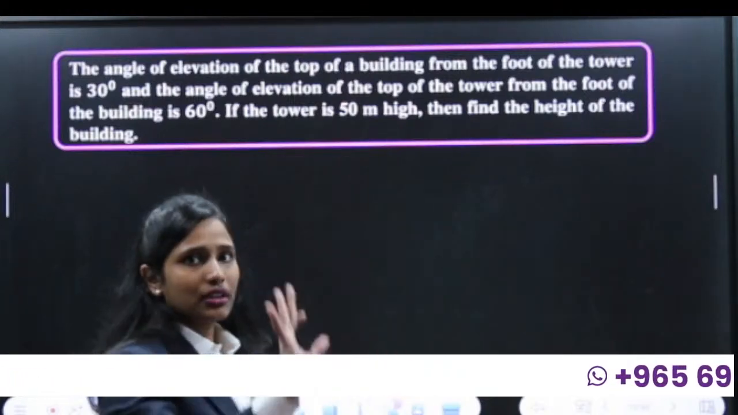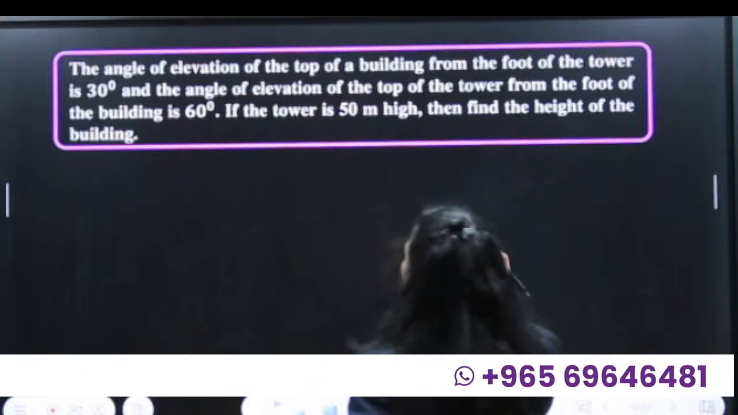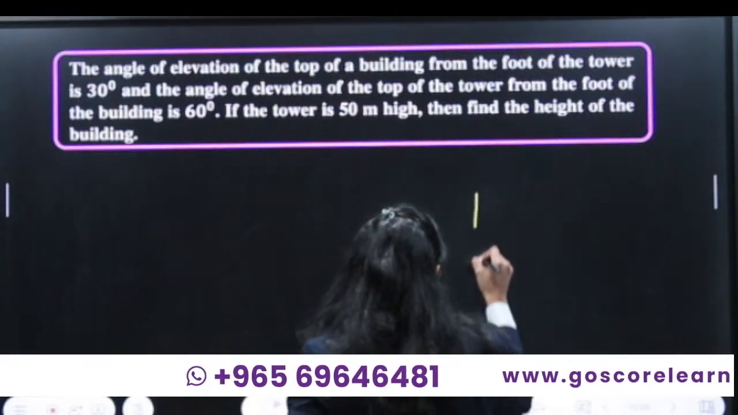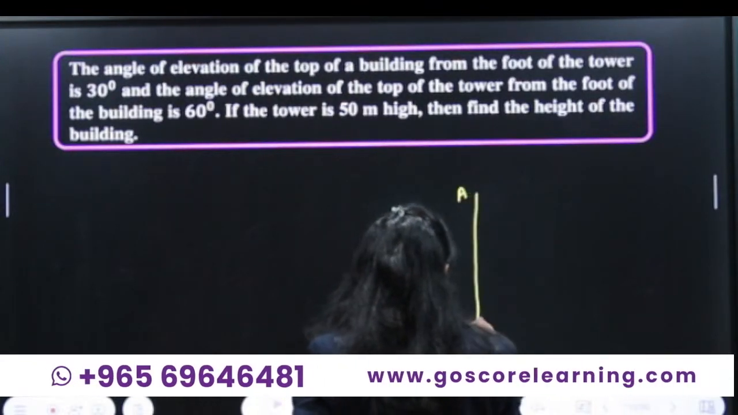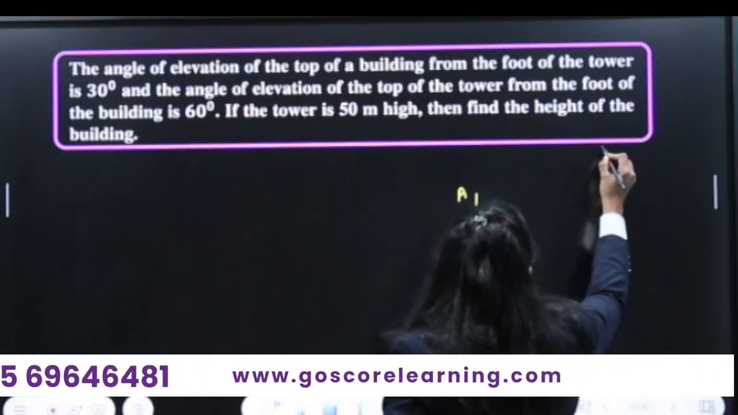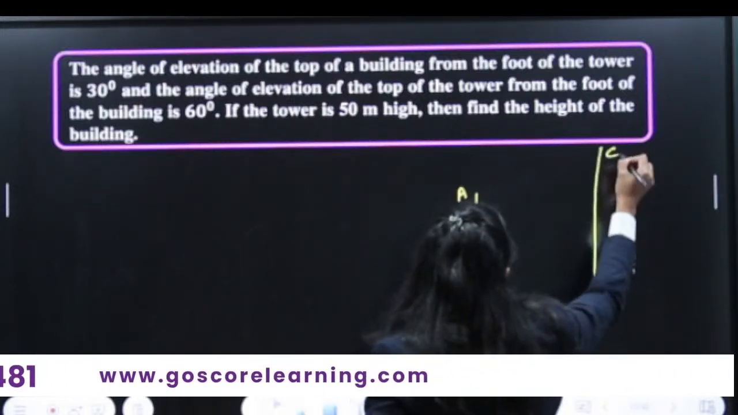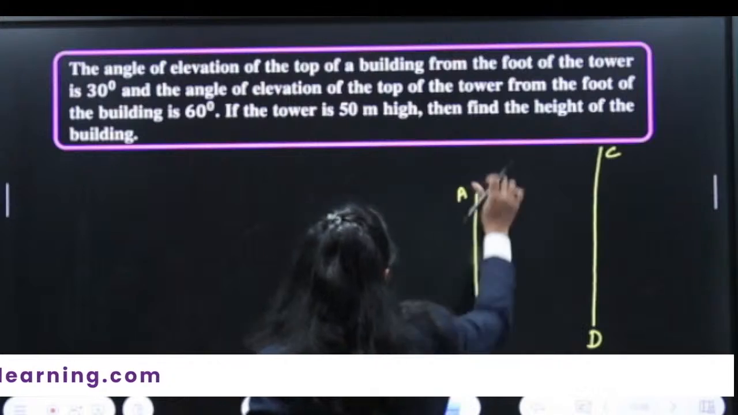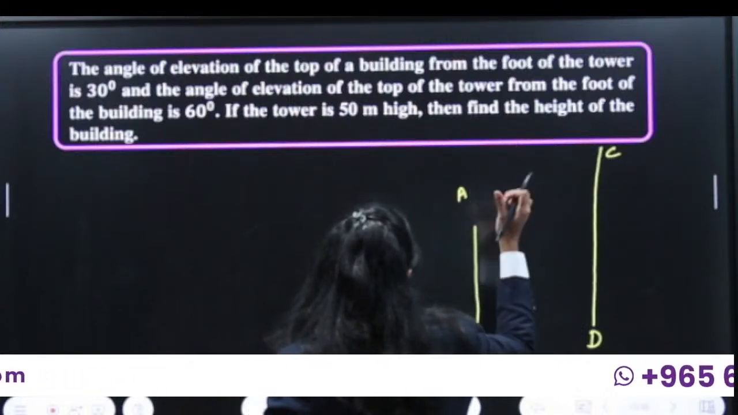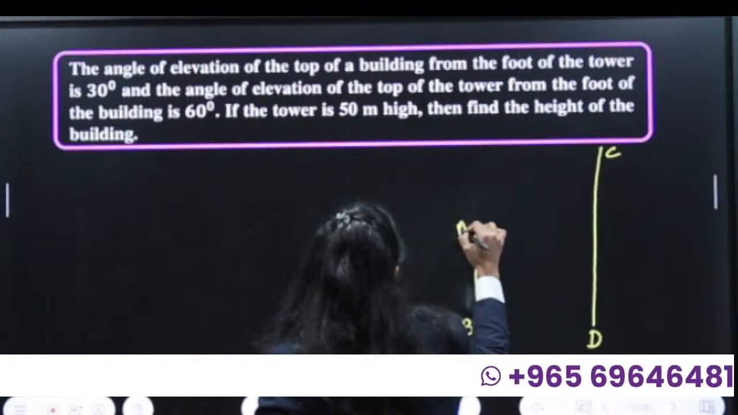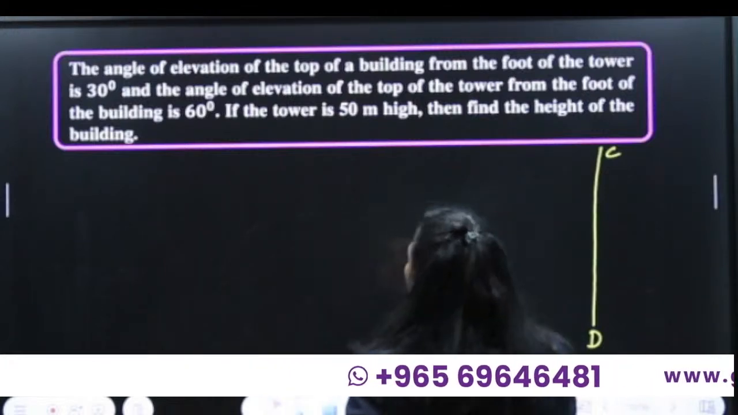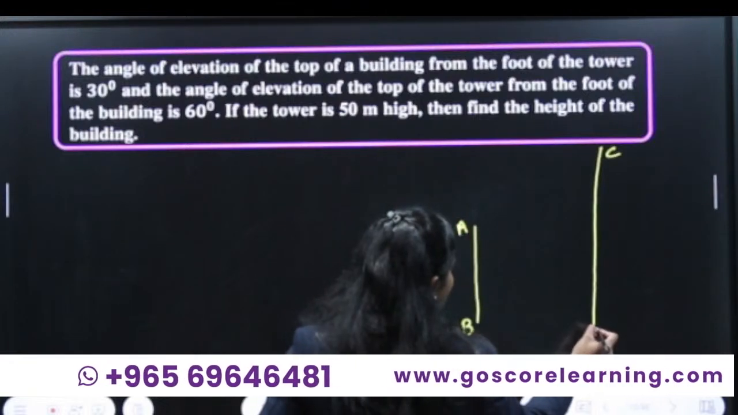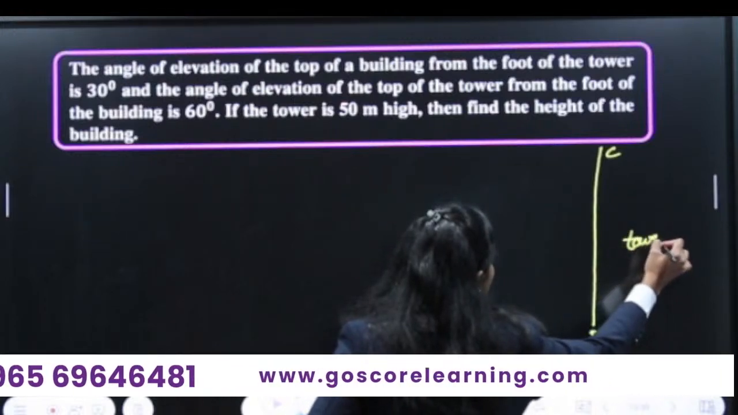First thing, our figure. We need to draw the figure. So we have a building and a tower. So we'll draw the building first. A, B. Then we have a tower, C, D. Okay, the building is bigger, so maybe the tower smaller. So this one is okay. So we have the angle of elevation of the top of the building from the foot of the tower. So this is tower, right? This is tower. This is our building.